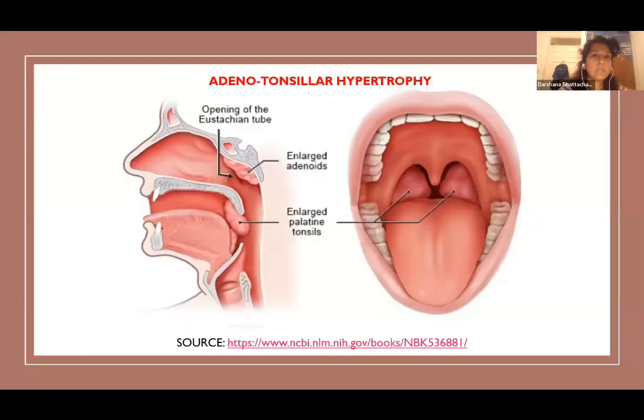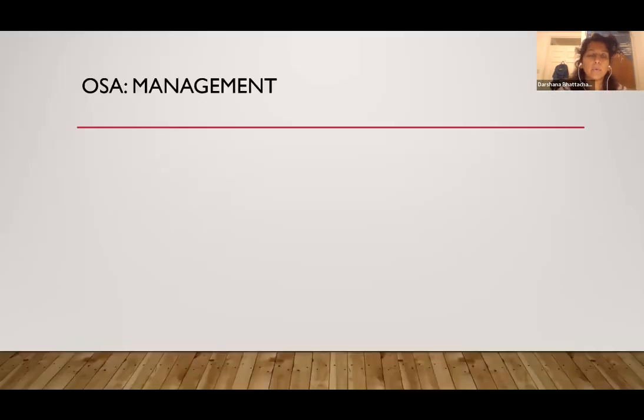So if we talk about adenotonsillar hypertrophy first, as you can see on this lovely diagram, tonsillar enlargement can be quite obvious, but you do need to examine the throat with a tongue depressor, because just asking the child to open their mouth, they may not be able to do that wide enough. You may be able to see enlarged adenoids, but it's not always that easy. So definitely tonsillar enlargement is one to look out for.